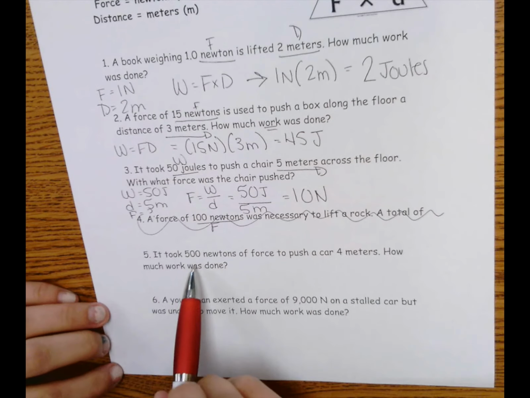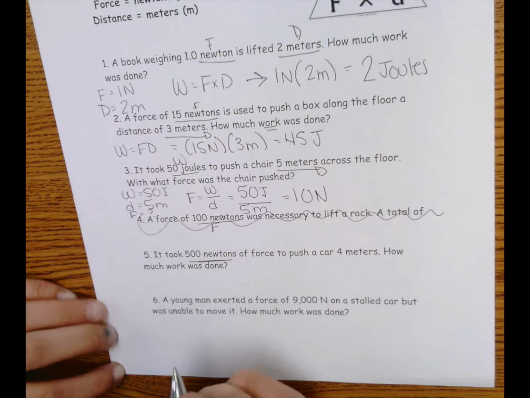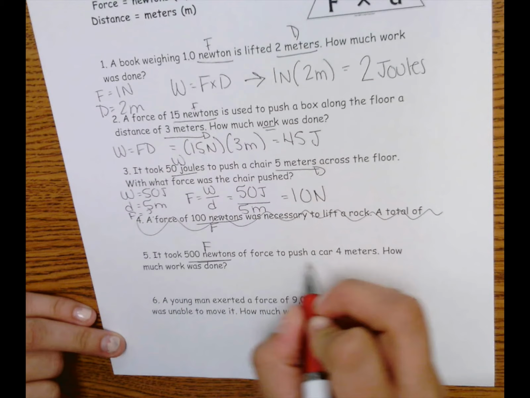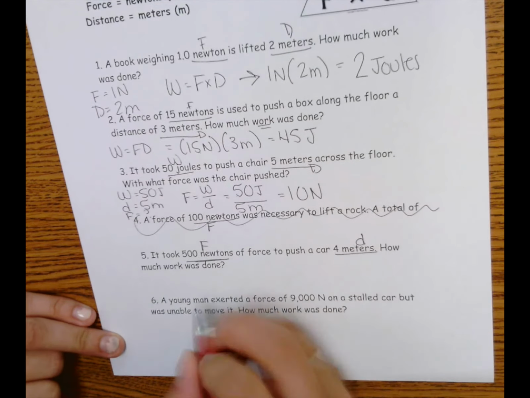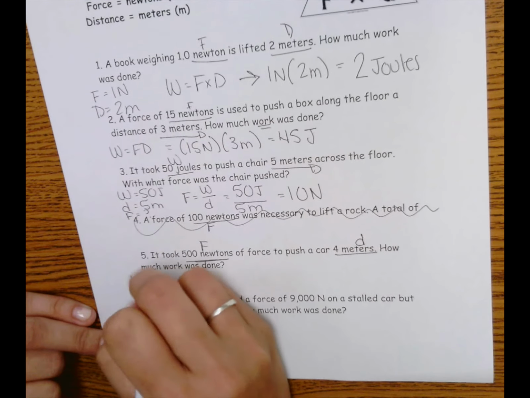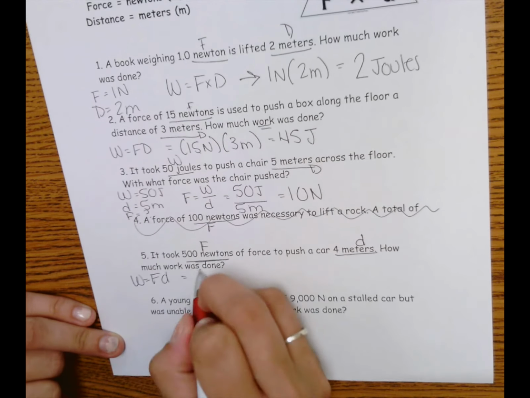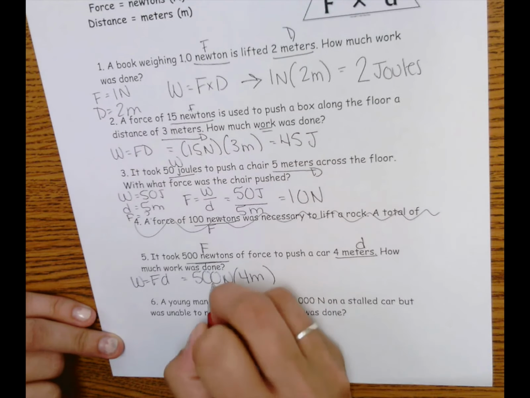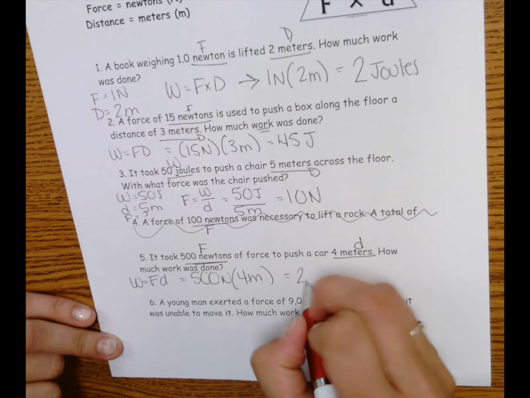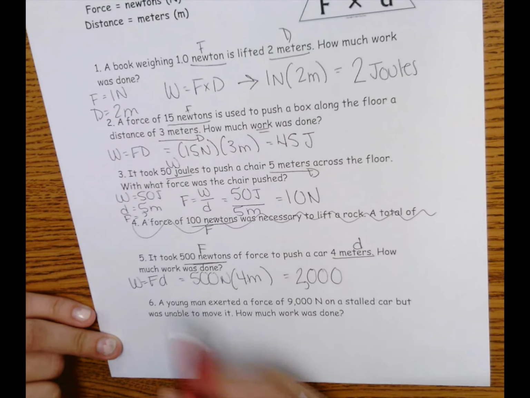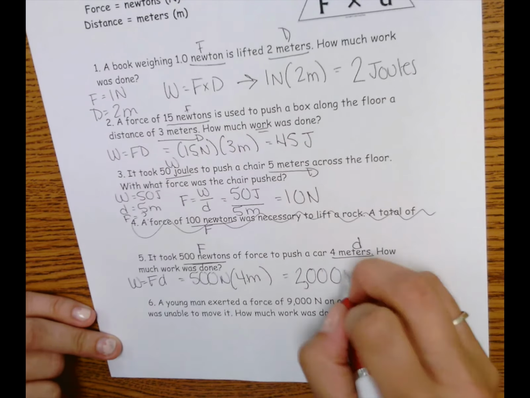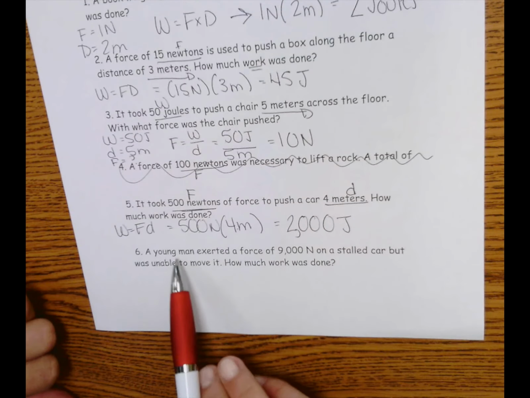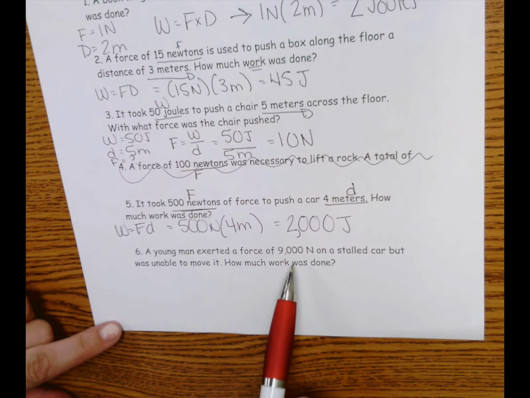Number 5, it took 500 newtons. What are newtons measuring? Force. To push a car 4 meters, or distance, how much work was done? Remember, work equals force times distance. So all we have to do is 500 newtons times 4 meters. 500 times 4 gives you 2,000. What do we measure work in? Joules.